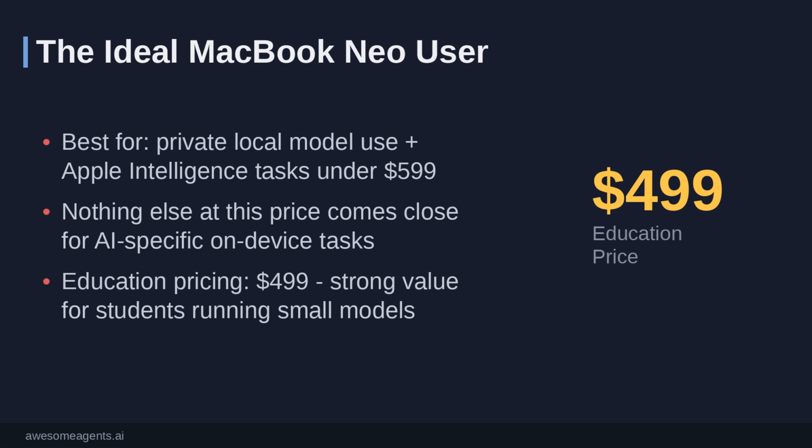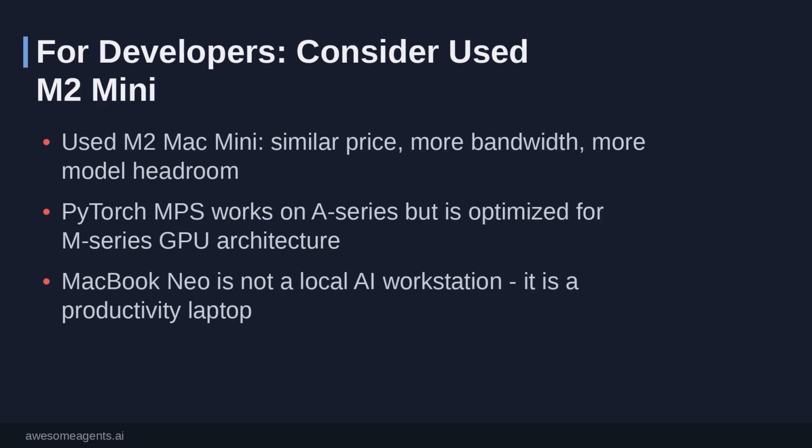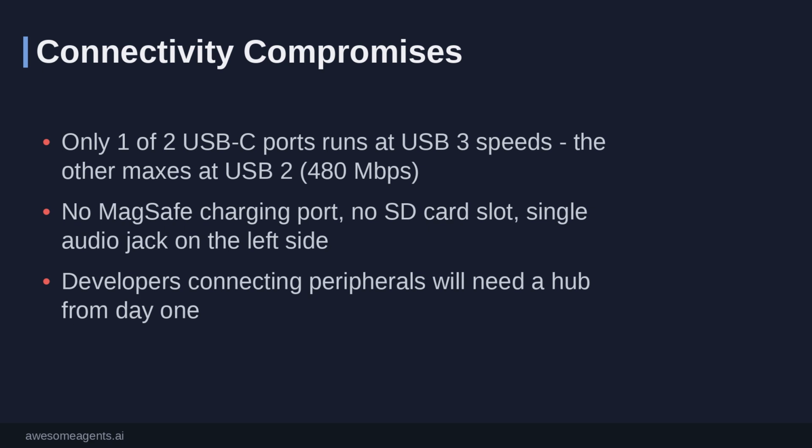Okay, so who is this actually for then? I think it's truly great for a specific person: someone who wants to run small local models for privacy, use Apple Intelligence features, and does not want to spend more than $599 on a laptop. For that person, nothing else at this price comes close. But if you're a developer who wants to actually do inference work, get a used M2 Mac Mini. Similar price, more bandwidth, more headroom. The MacBook Neo isn't a local AI workstation, it's a productivity laptop with solid on-device AI for everyday tasks.